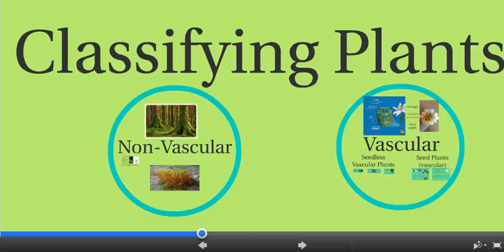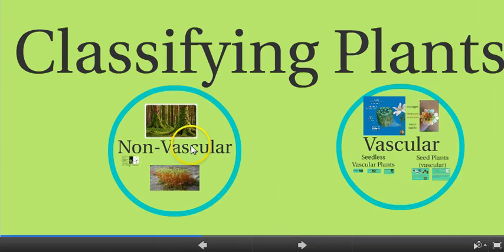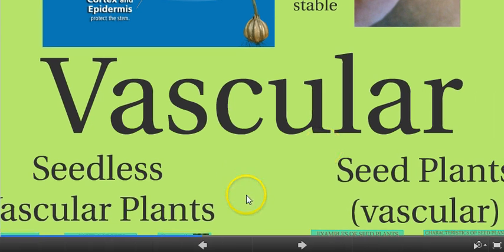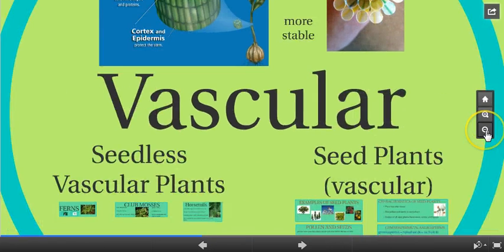The last lesson we were talking about non-vascular plants. Non-vascular plants do not have vascular tissue. They were plants such as moss that we looked at in class. Today we're going to talk about vascular plants. Vascular plants have vascular tissue.